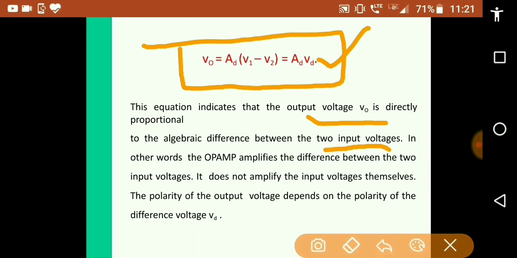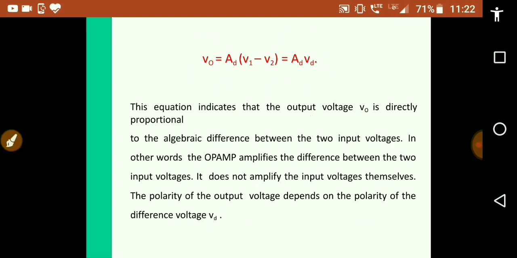In other words, operational amplifier amplifies the difference between the two input voltages, and it does not amplify the input voltages themselves. So the polarity of the output voltage depends on the polarity of difference voltage VD. So this is the equation, VO equal to AD VD.